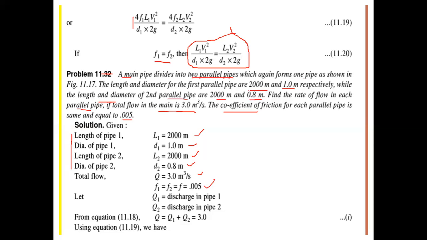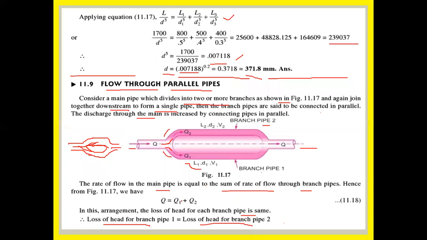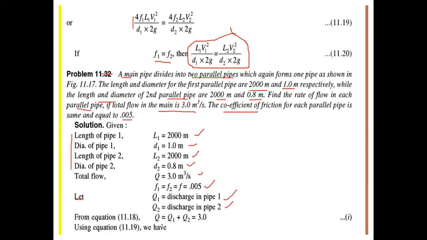Let us write what we need to find. Let Q1 be the discharge in pipe 1, and Q2 the discharge in pipe 2. Therefore, according to the initially derived formula, the total discharge Q is equal to Q1 plus Q2, that is, 3 is equal to Q1 plus Q2.